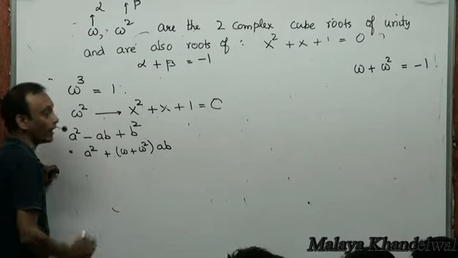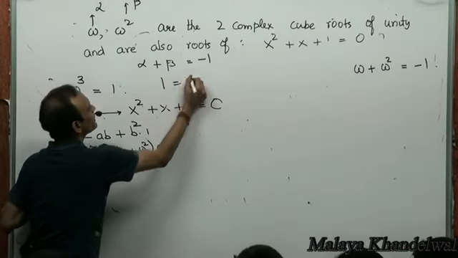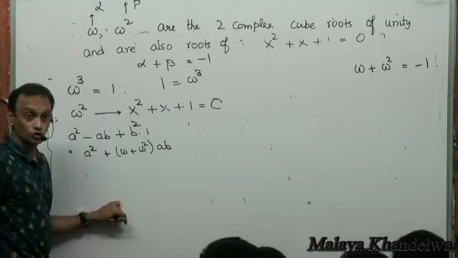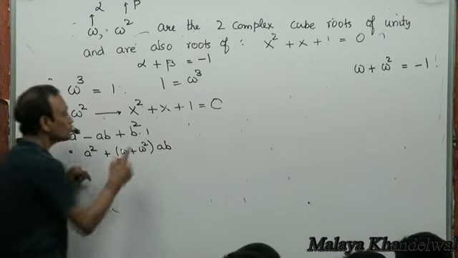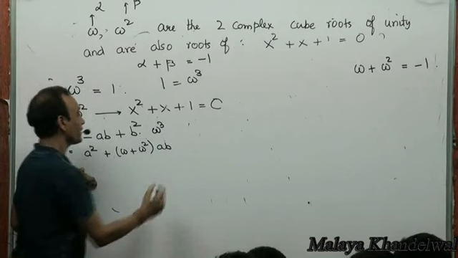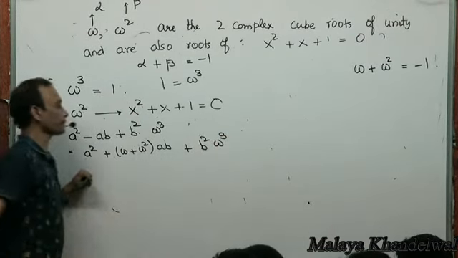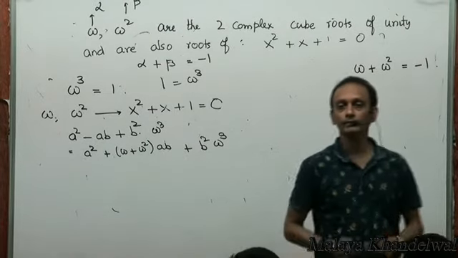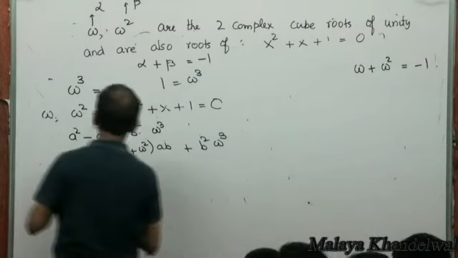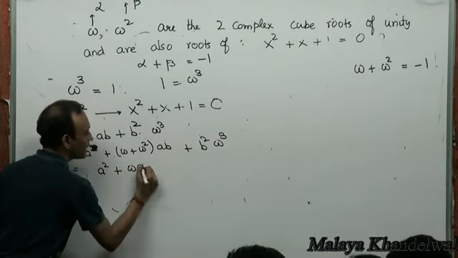Now, if 1 appears anywhere, then that 1 could always be written as omega cubed. Yes or no? So this 1 I can write as omega cubed, plus b squared omega cubed. This is like a squared plus omega ab.